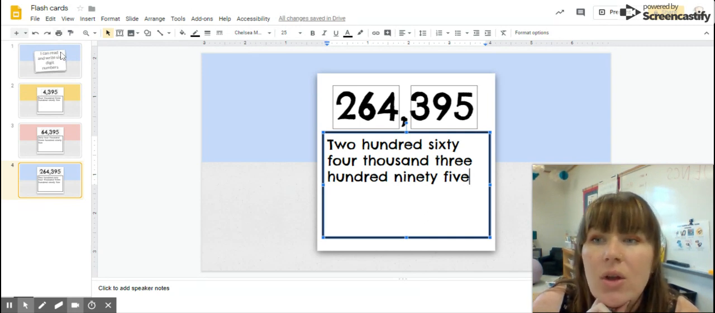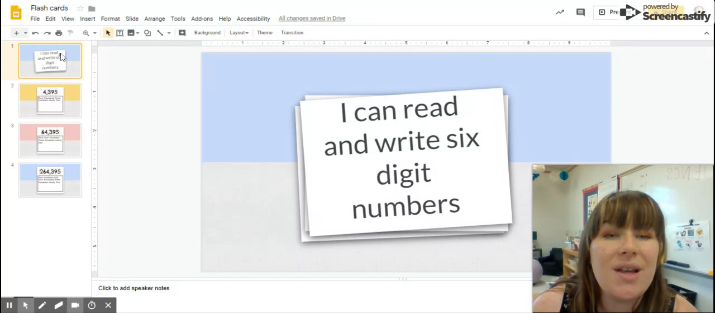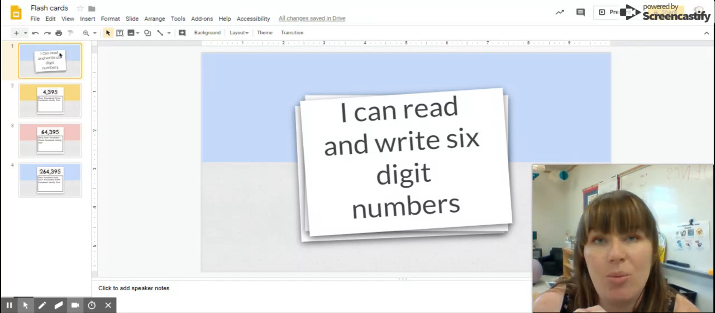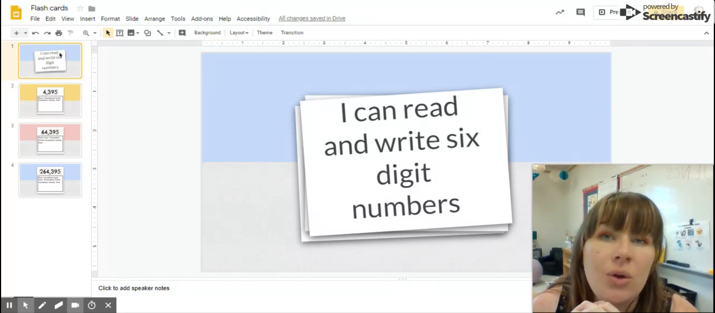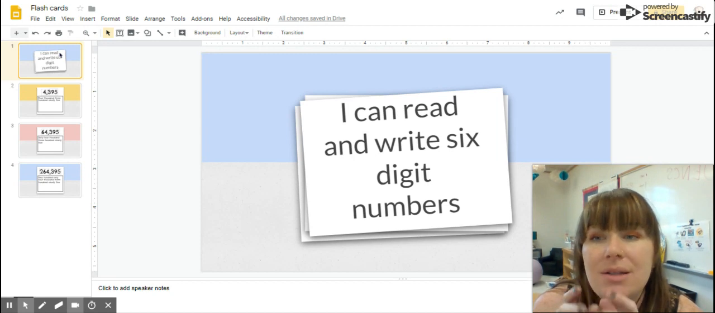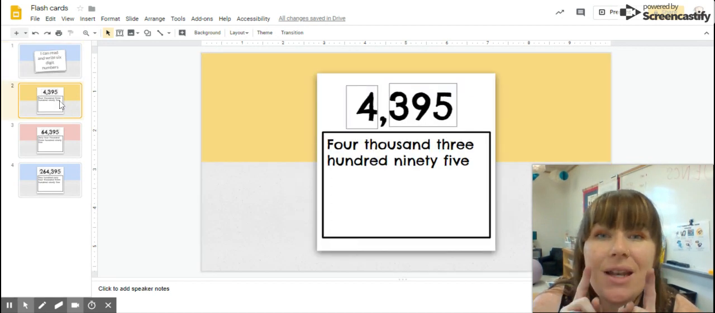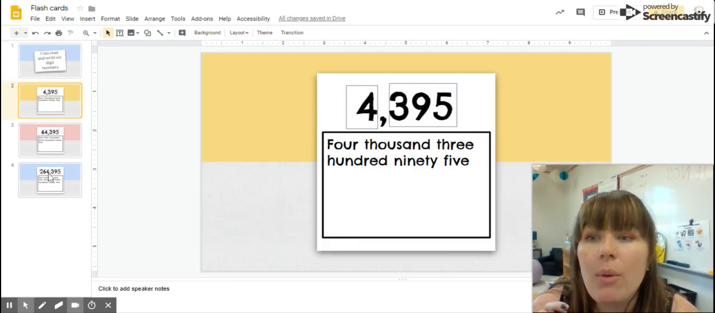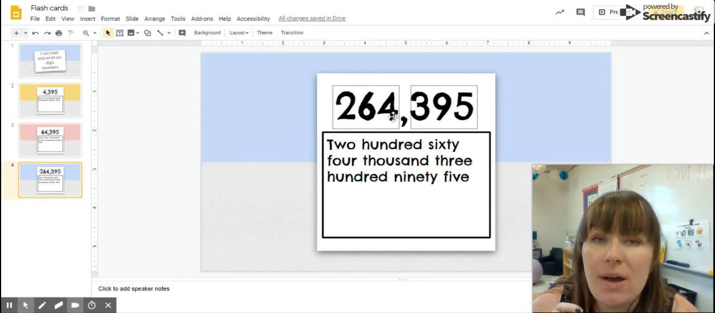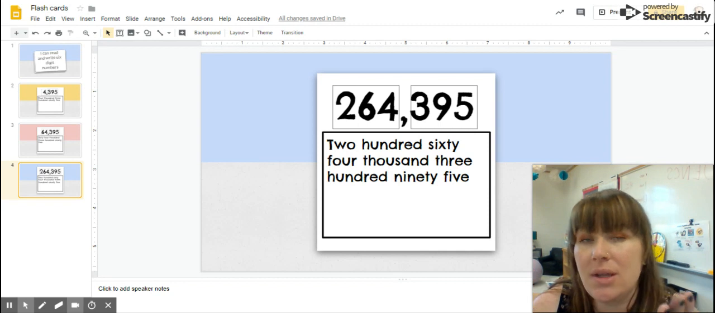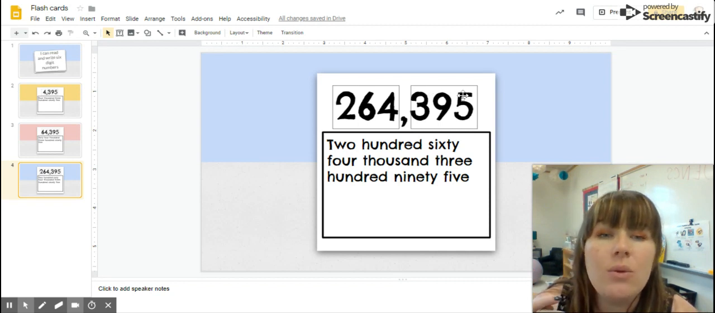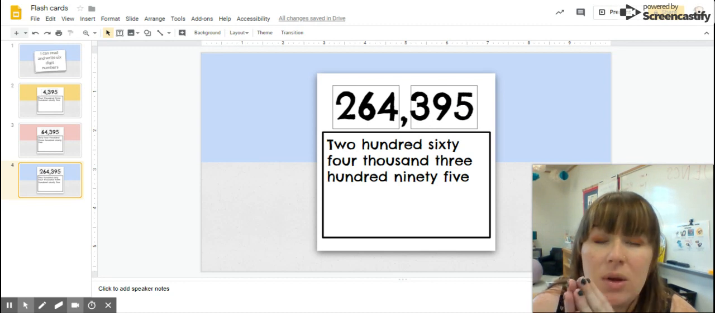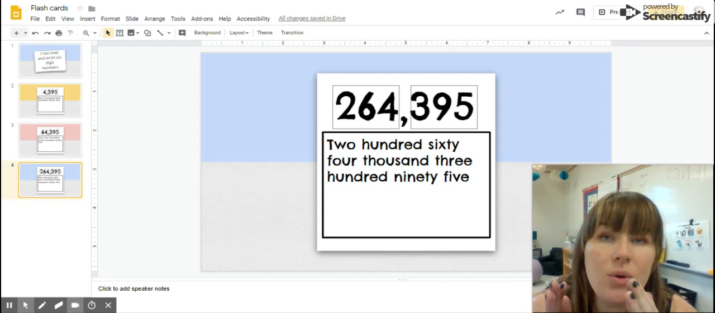Your I can statement for this short lesson was I can read and write six-digit numbers. The most important thing to do when you are reading or writing a six-digit number is to say that number out loud. You always want to remember to say your thousands family first, and then read the comma, which in this case it says thousands, and then read your ones period, 395. Your thousands period, your comma, and then your ones period.